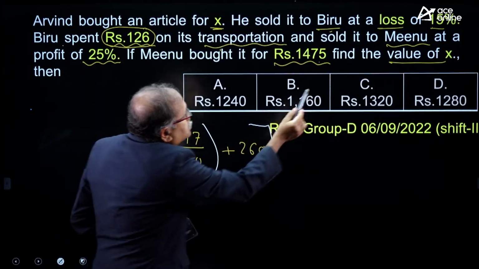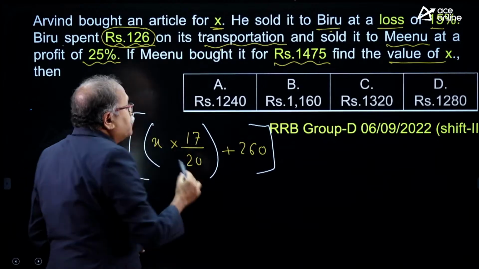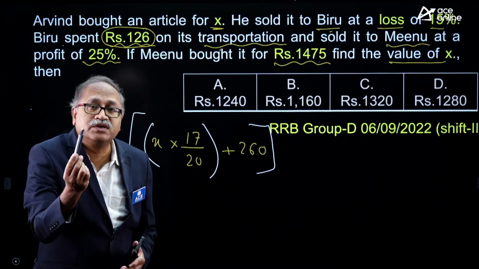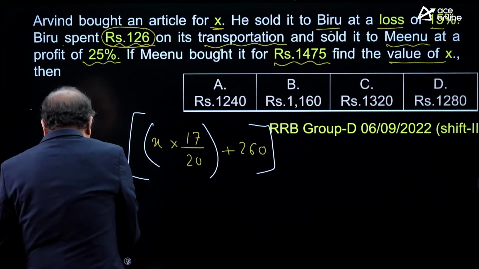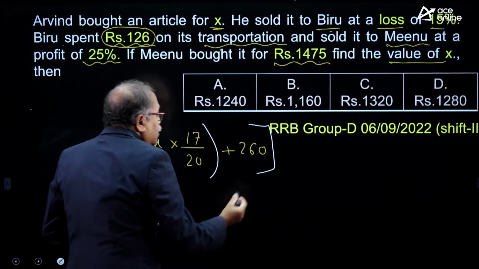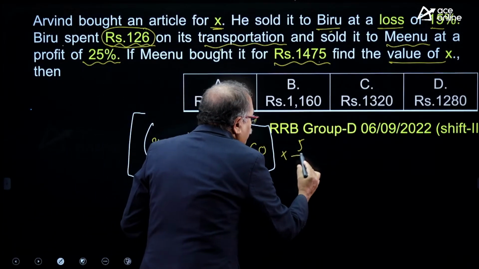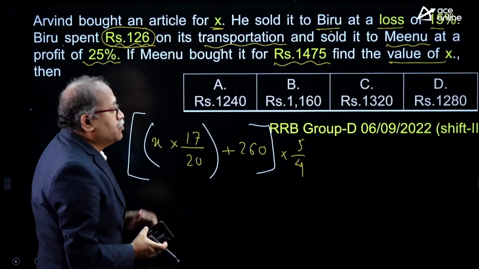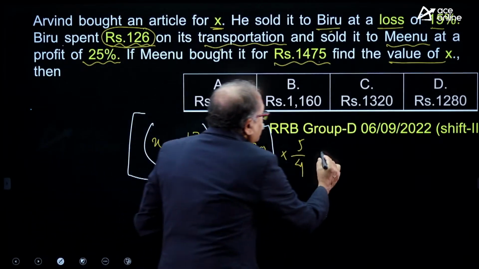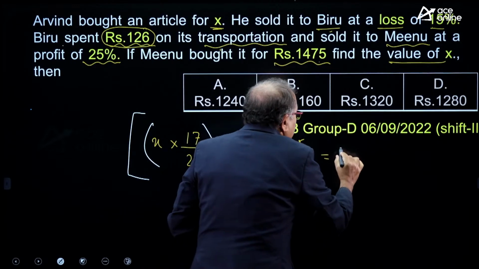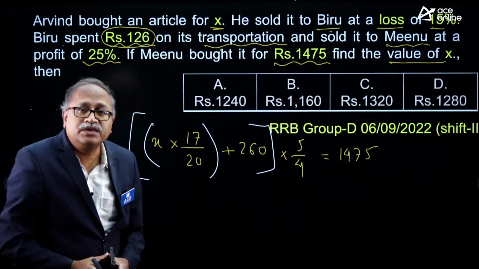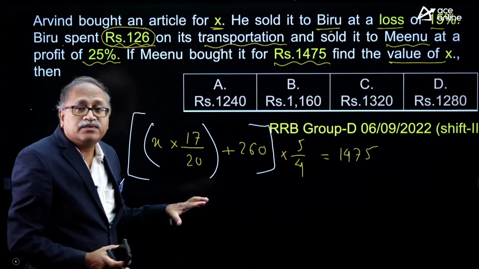Rupees 260. And this is the cost price of Biru. And Biru sells it to Meenu at a profit of 25%. That means 125 by 100, which is 5 by 4. So here it comes into 5 by 4. And this is the cost price of Meenu, which is equal to 1475. Right, my friends? Now, can you solve this equation?